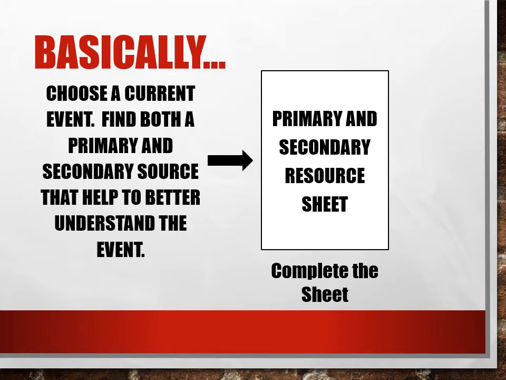Basically, for task number 1, you will choose an event. Find both a primary and secondary source to help you better understand the event, and then complete the primary and secondary resource analysis sheet.